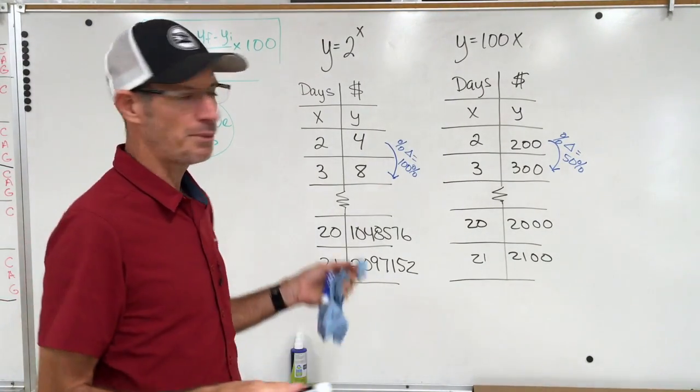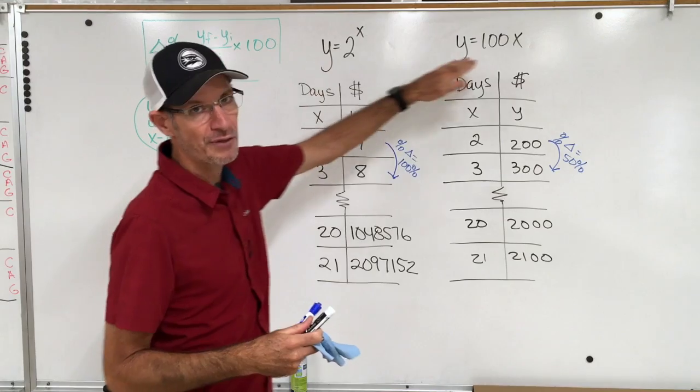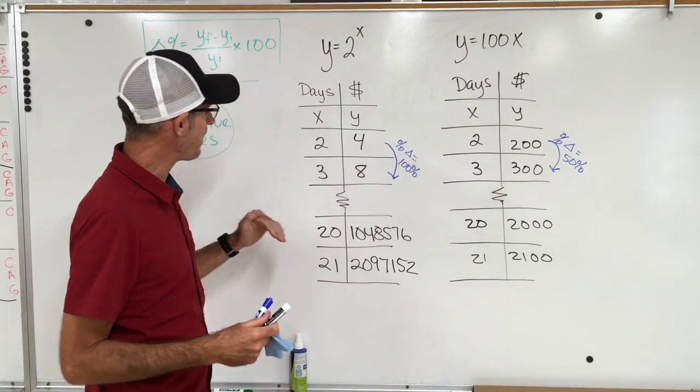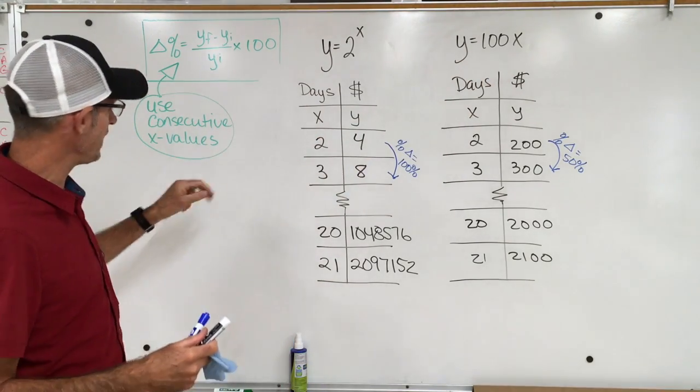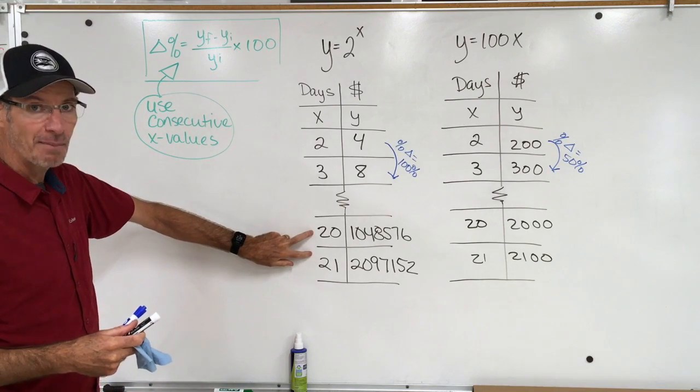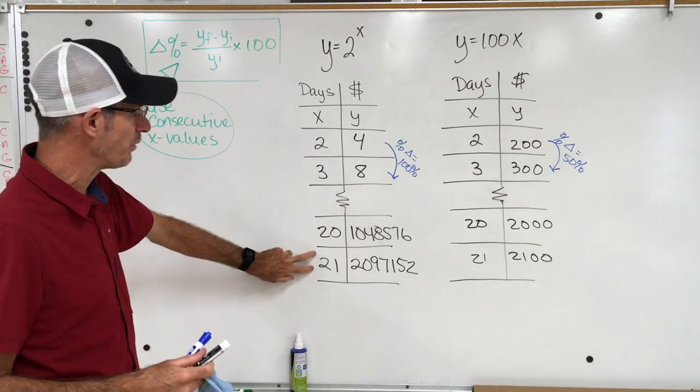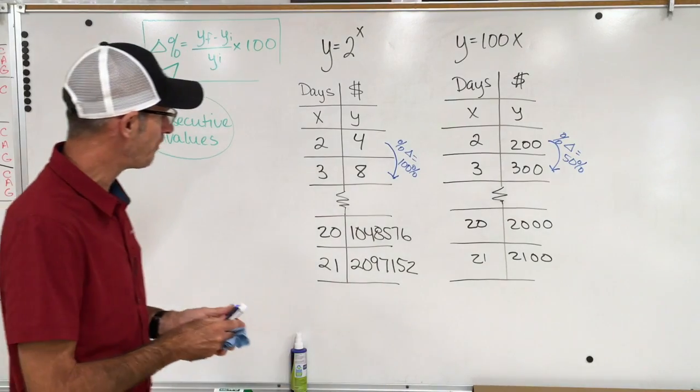So to help you see really the difference between exponential growth and linear growth, now we're going to skip ahead from day 3, and we're going to use these 2 consecutive days. How much did it grow between day 20 and 21? And we're going to take a look at it on both graphs.